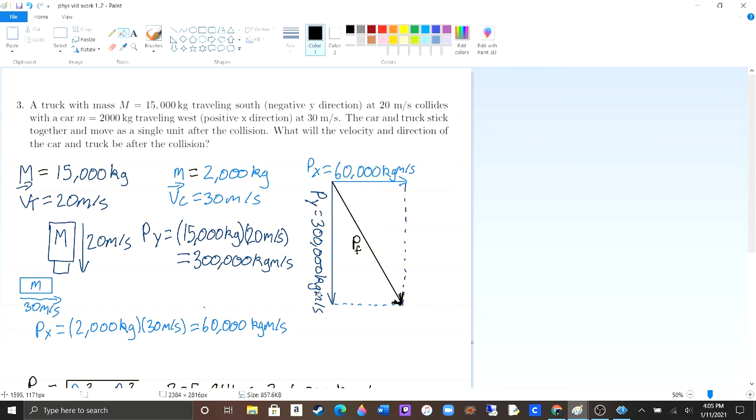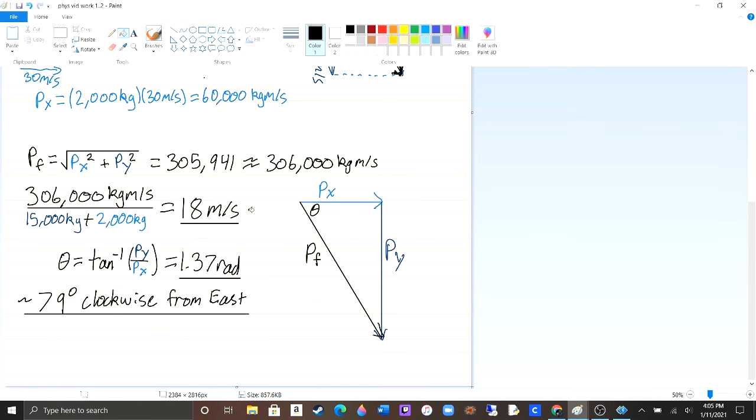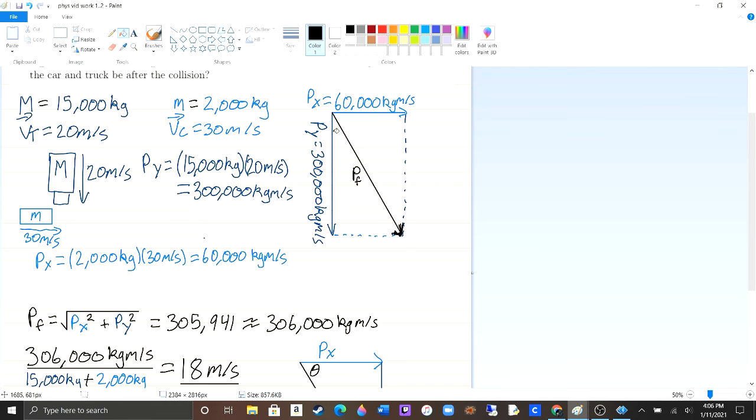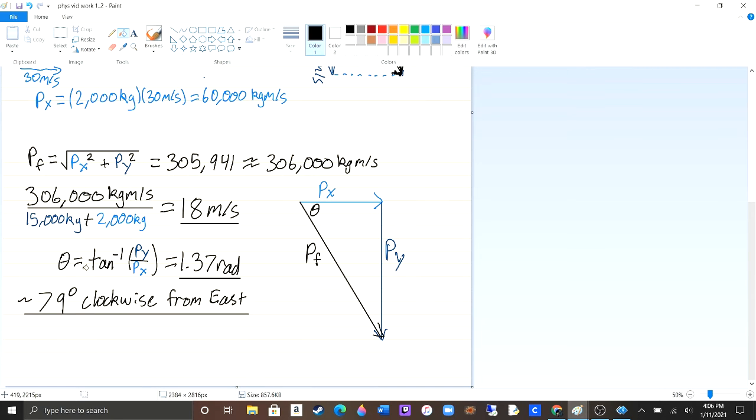To figure out the direction that they're moving, we just have to figure out this angle or this angle, it doesn't matter. So theta equals inverse tangent of our momentum in the y direction divided by our momentum in the x direction, which gives us 1.37 radians. So that's this angle, and this direction would be east. We can convert that into degrees, and we would get that the direction after they have collided is 79 degrees clockwise from east.